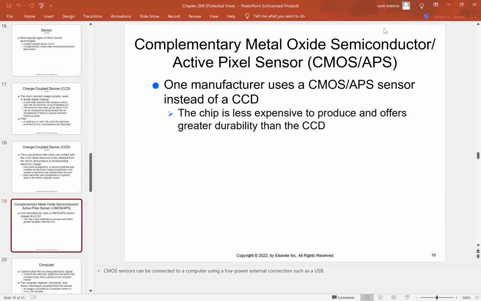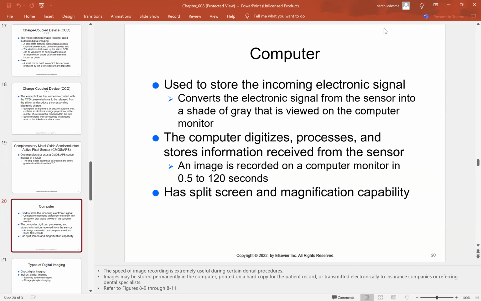CMOS APS. One manufacturer uses a CMOS APS sensor instead of the CCD. The chip is less expensive to produce and offers greater durability than the CCD.